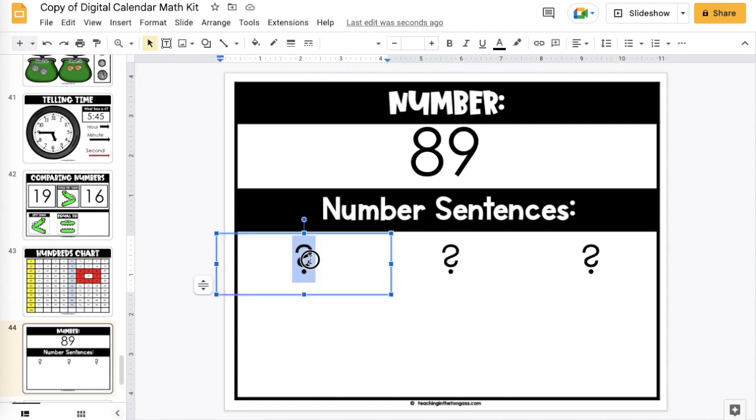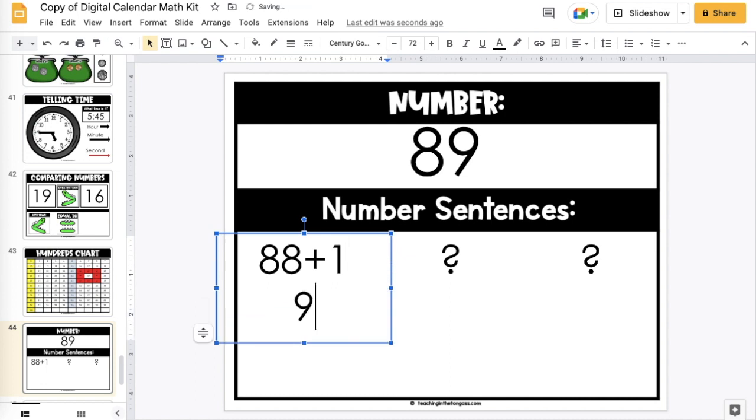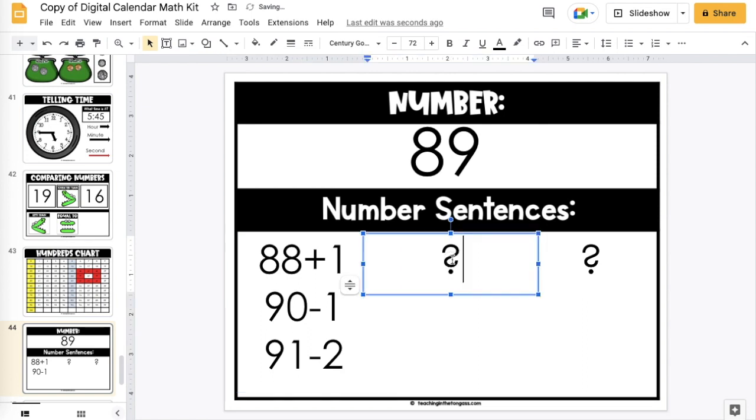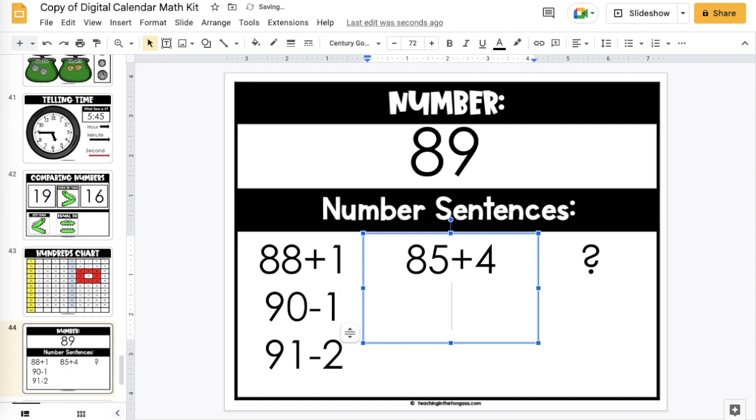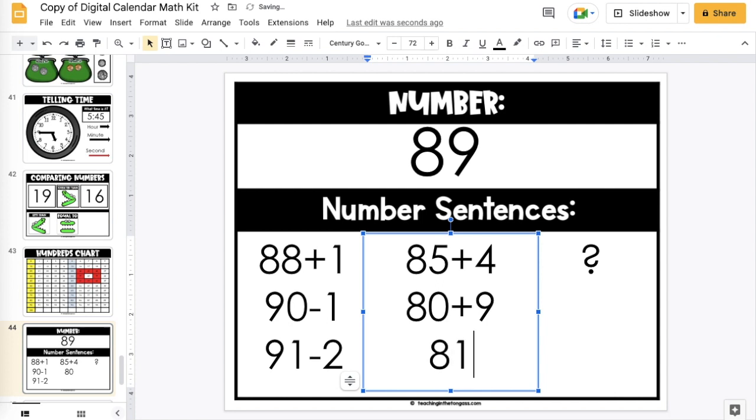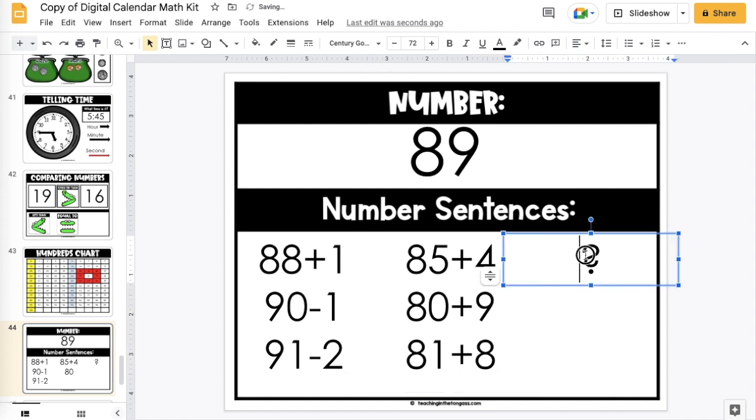All right, let's write some number sentences for the number 89. 88 plus 1 is 89. 90 minus 1 is 89. 91 minus 2 is 89. And let's see, 85 plus 4 more is 89. 80 plus 9 is 89. 81 plus 8 is 89.